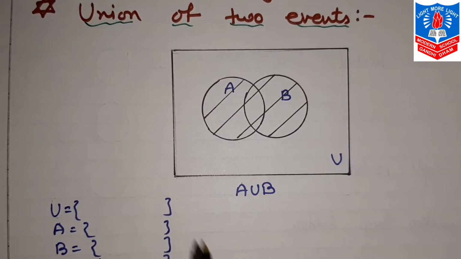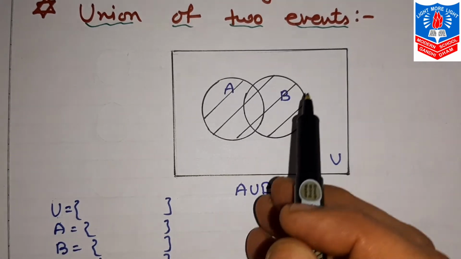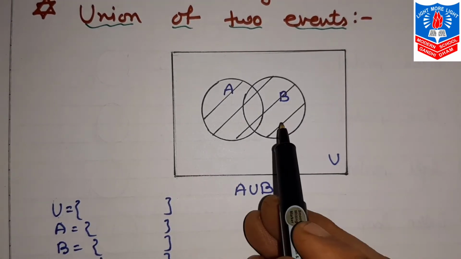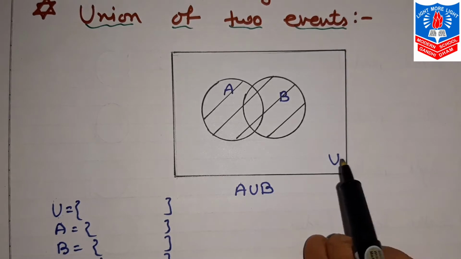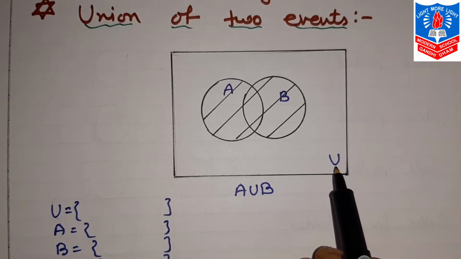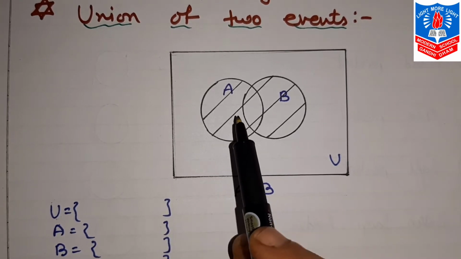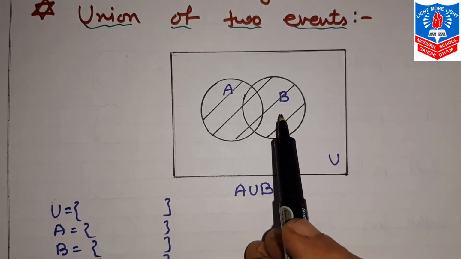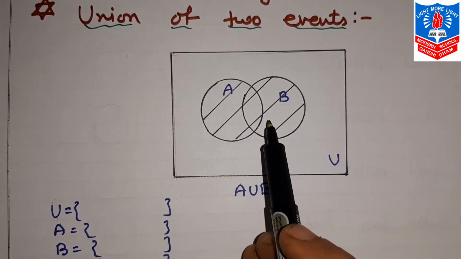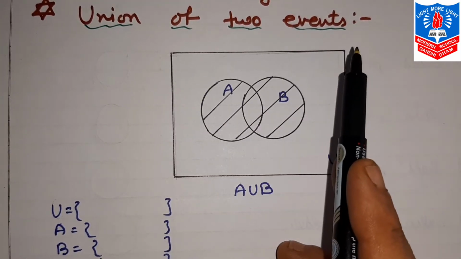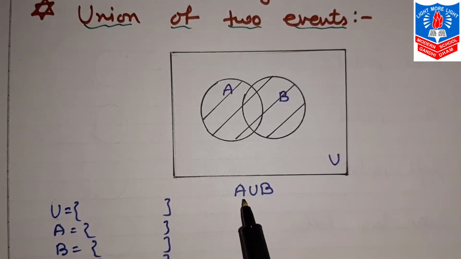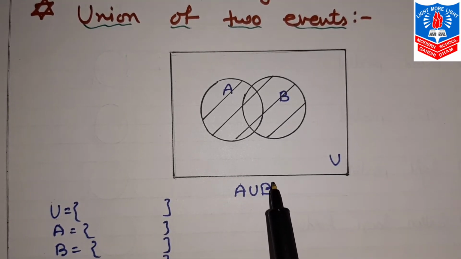Next type of event is union of two events. If A and B are subsets of finite sample space U, then the set formed by the elements belonging to A or B or both is said to be the union of two events, which is denoted by A union B this way. Now let us first discuss with an example, then it will be clear.